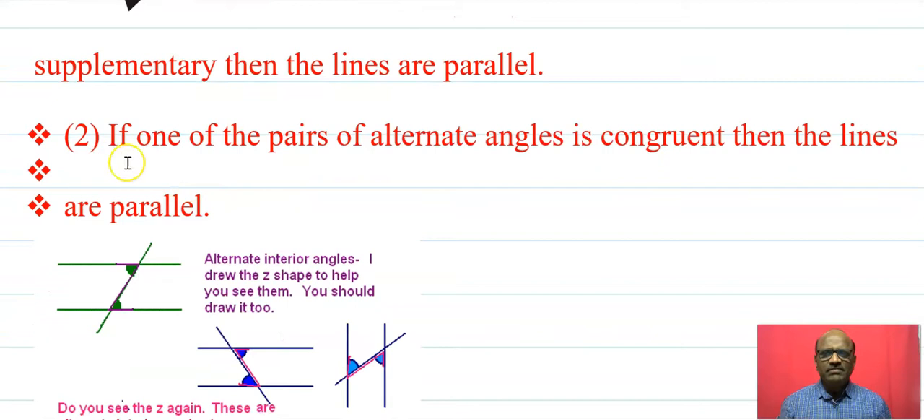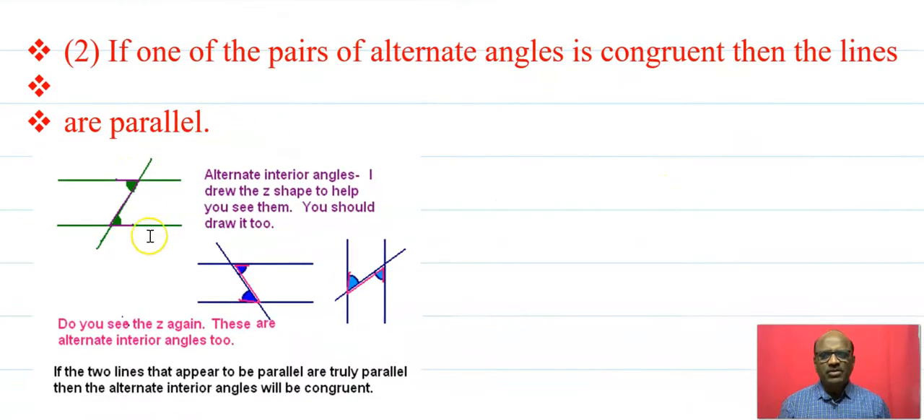Now next, if one pair of alternate angles is congruent, then the lines are parallel. See, these are the two lines, this is a transversal, and these are the alternate angles. If this pair is congruent, then these given lines are parallel. In the same way, these are the different types of figures.